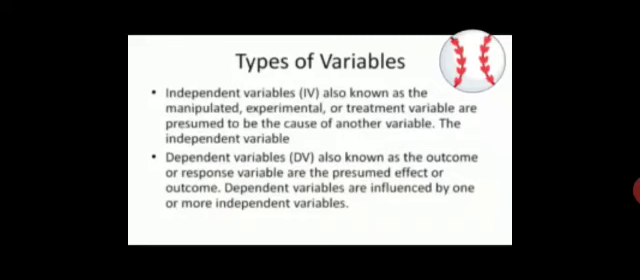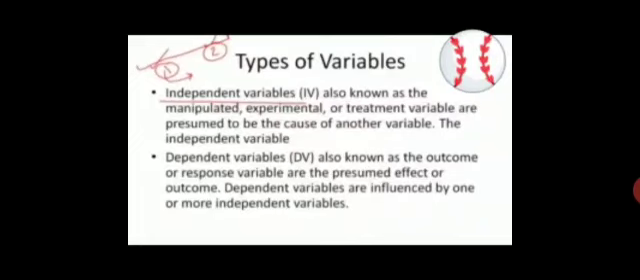Then next is types of variables. There are several types of variables used in research. First is the independent variable and the other is the dependent variable. Variables are actually used to measure the effects of something on another thing. Independent variables are also known as manipulated, experimental, or treatment variables. They are presumed to be the cause of another variable. The independent variables are independent. They are not affected by the change in the dependent variable.